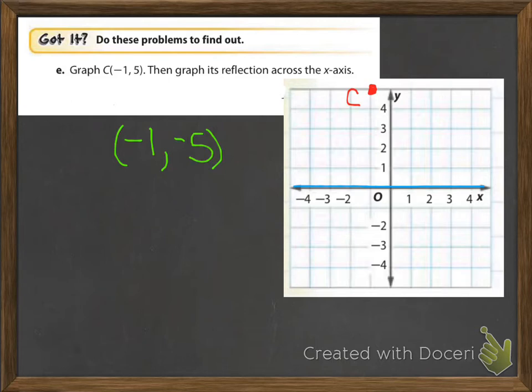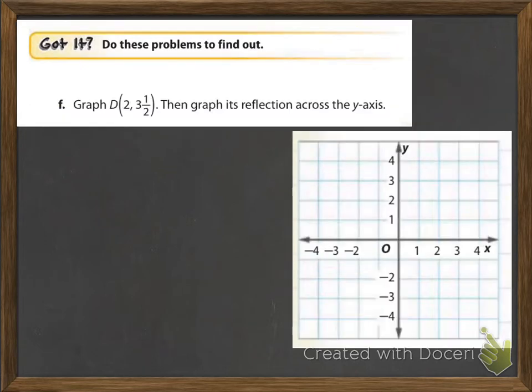So now let's go ahead and graph that in blue. We go back 1 just like we did, but now we go down 5. So now we're going to be right here, and this will be the reflection of C. Note that that is going to be C with that little apostrophe right there.